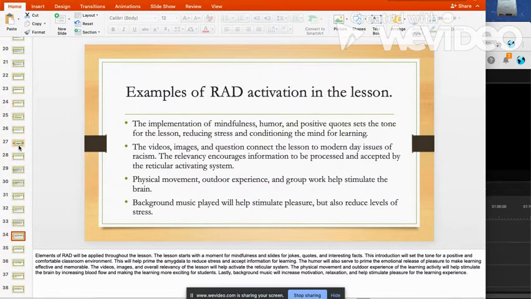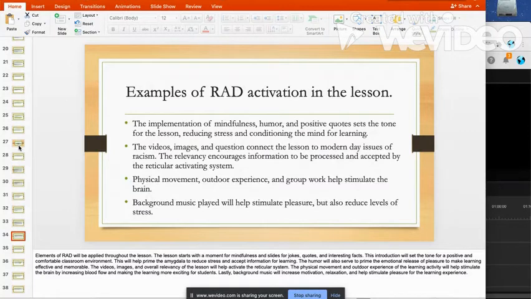Elements of RAD will be applied throughout the lessons. The lessons start with a moment for mindfulness and slides for jokes, quotes, and interesting facts. This introduction will set the tone for a positive and comfortable classroom environment. This will help prime the amygdala to reduce stress and accept information for learning. The humor will also serve to prime the emotional release of pleasure to make learning effective and memorable.